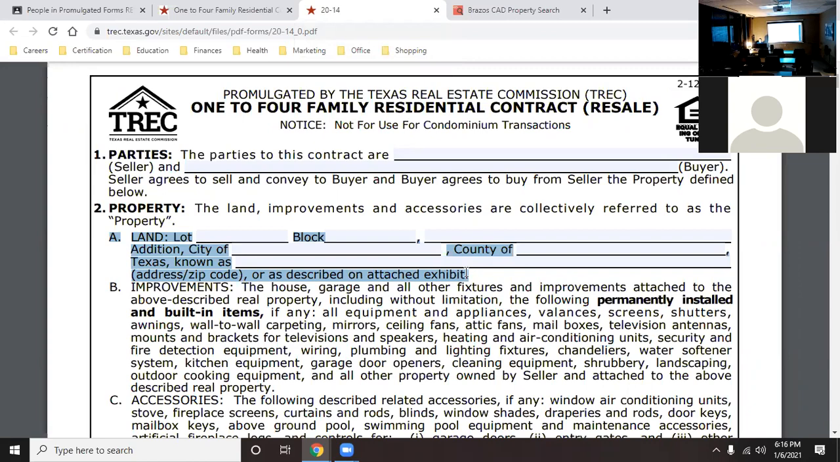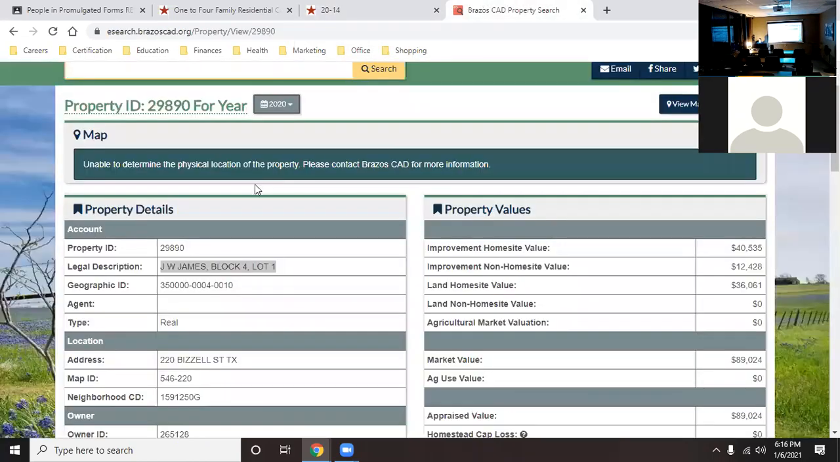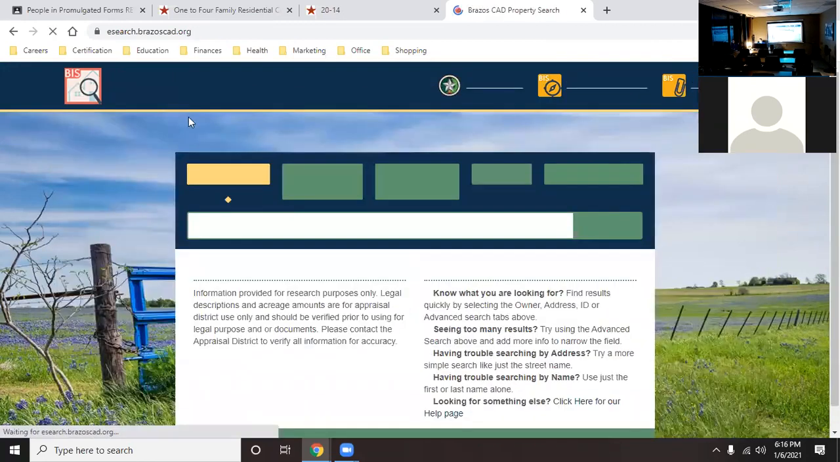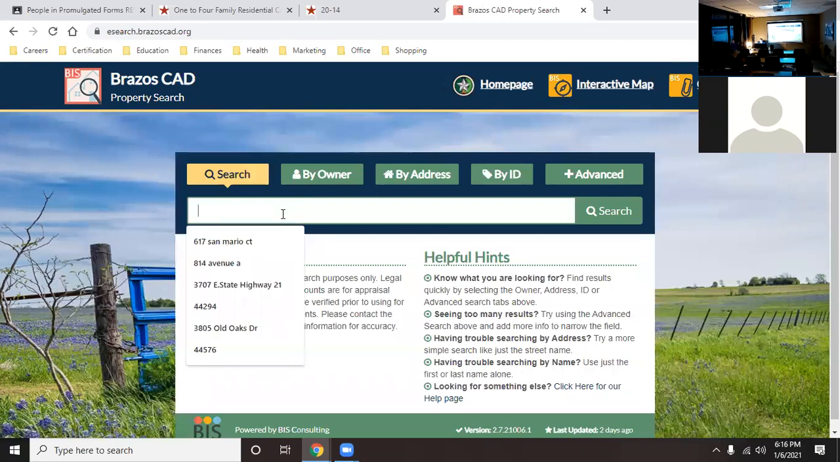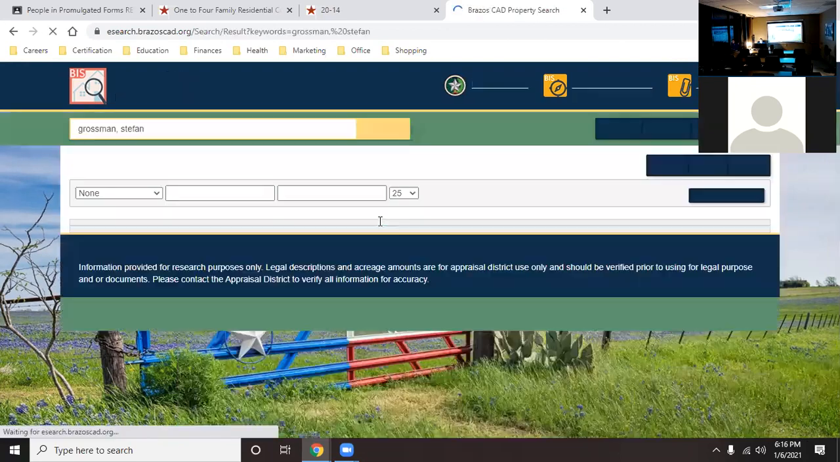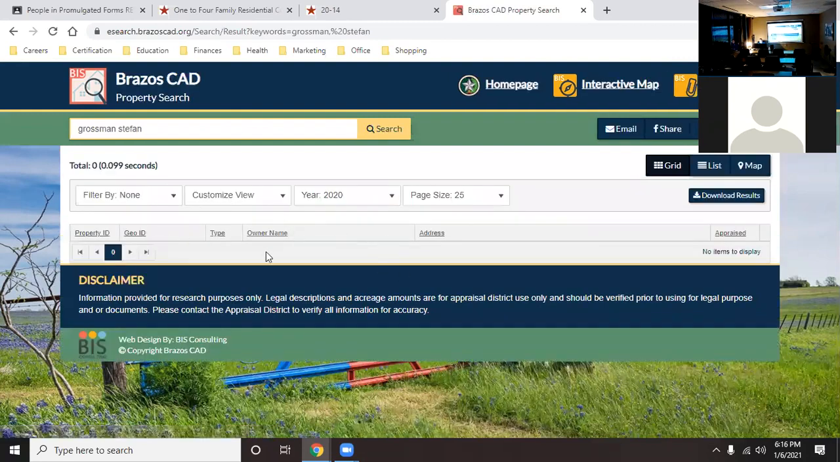Pretty simple here, okay? So your CAD, no matter where you're at, could be here. If I wanted to, I could type in any person's name that I wanted in here, okay? Say, for example, that I wanted to see if Mr. Grossman owns a property. In here, he doesn't have it. Now, let me explain something. I use this as an example, though, okay?